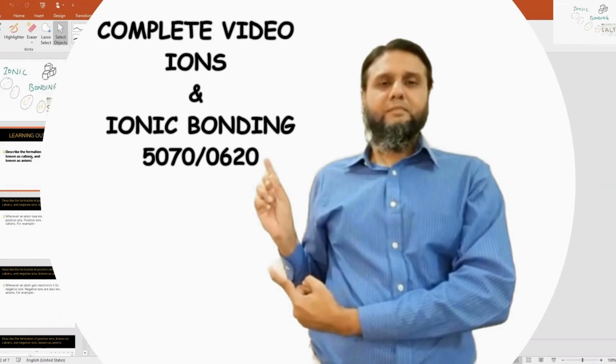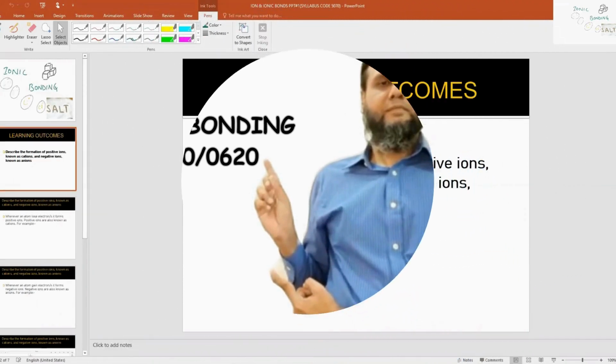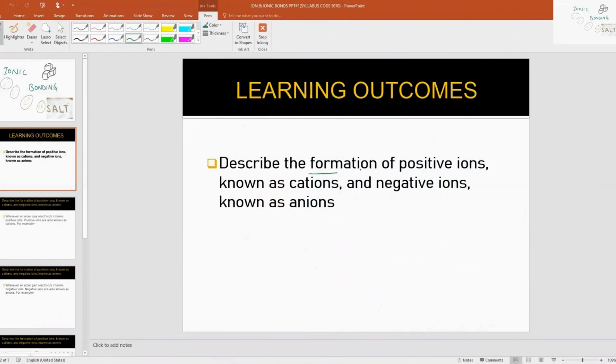Ionic bonds. Let's see the learning outcomes first. Describe the formation of positive ions known as cations and negative ions known as anions.